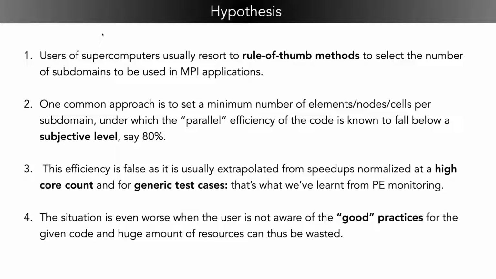Okay, so the hypothesis for this work is that the users of supercomputers usually don't know how to select the number of cores to use for their simulation. One common approach is that you get into a supercomputing center and people tell you, okay, you have to use at least 50,000 elements per core, and then you can ensure a parallel efficiency of, let's say, 80%. But usually this parallel efficiency was calculated during a scalability test. Generally, it's false, as I showed at the beginning, and usually it's done on a generic test case, and you don't know exactly what the result is for your example.